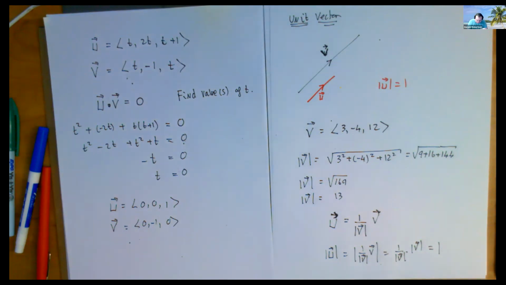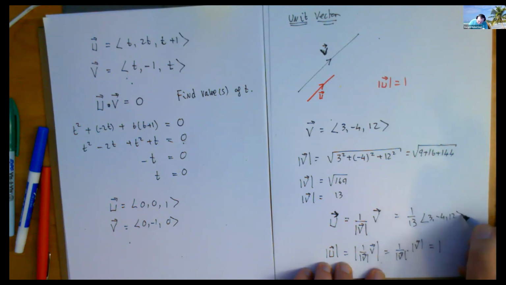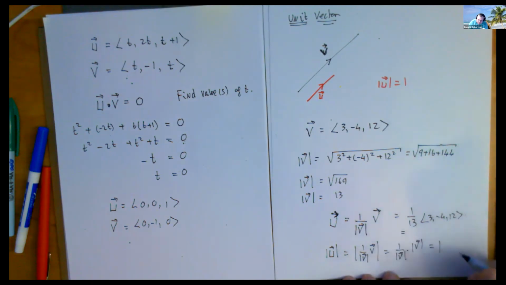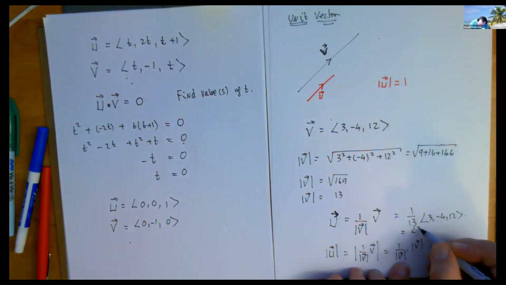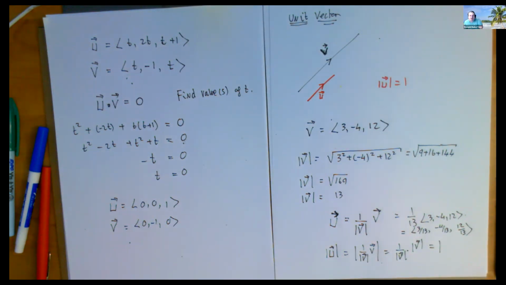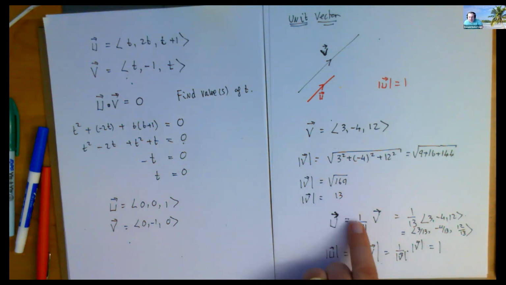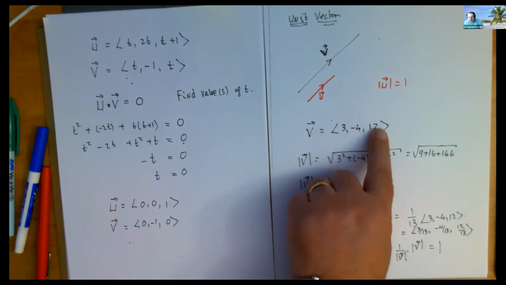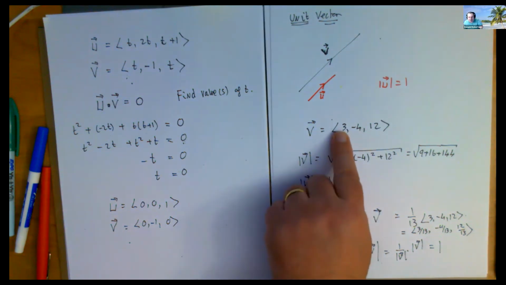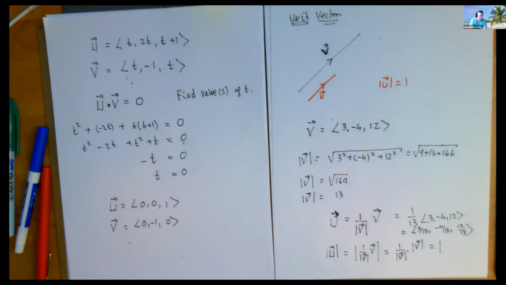So all I do is find 1/13 of this vector, and I think I may have cut off the bottom, sorry. 3/13, -4/13, 12/13. So if you're being asked to find a unit vector, this is basically the process. Find the magnitude of the original vector, and then essentially divide its components by this number. So 3/13, -4/13, 12/13. So far, so good?